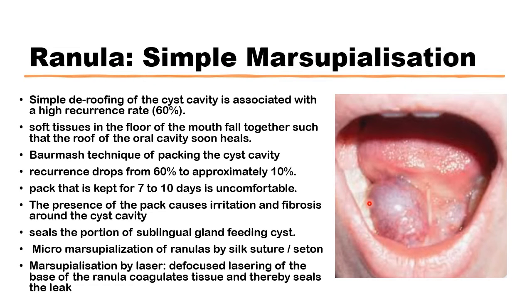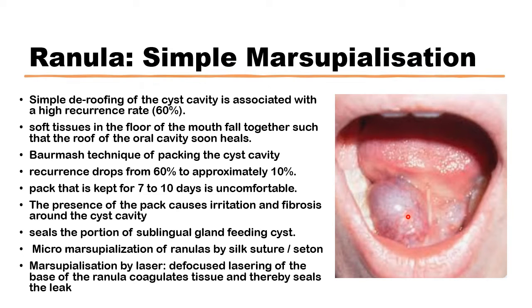Marsupialization of the ranula by excising the whole of its roof was an improvement to simple incision on the roof. This has led to some improvement in success rates, but still the recurrence was in the area of 60%, because the soft tissue in the floor of the mouth would soon fall together, and healing of the roof would be so rapid and the ranula would recur.